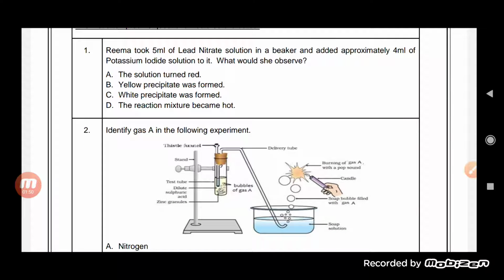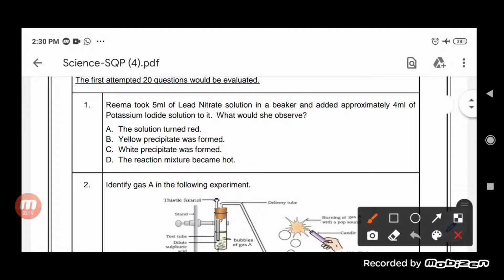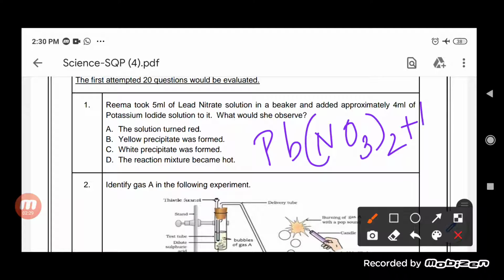The question is: Rima took 5 ml of a lead nitrate solution in a beaker and added approximately 4 ml of a potassium iodide solution to it. What would she observe? Rima has taken lead nitrate solution in a beaker, and she has added potassium iodide. The formula of lead nitrate is Pb(NO3)2, and this Pb(NO3)2 reacts with potassium iodide, which is KI.